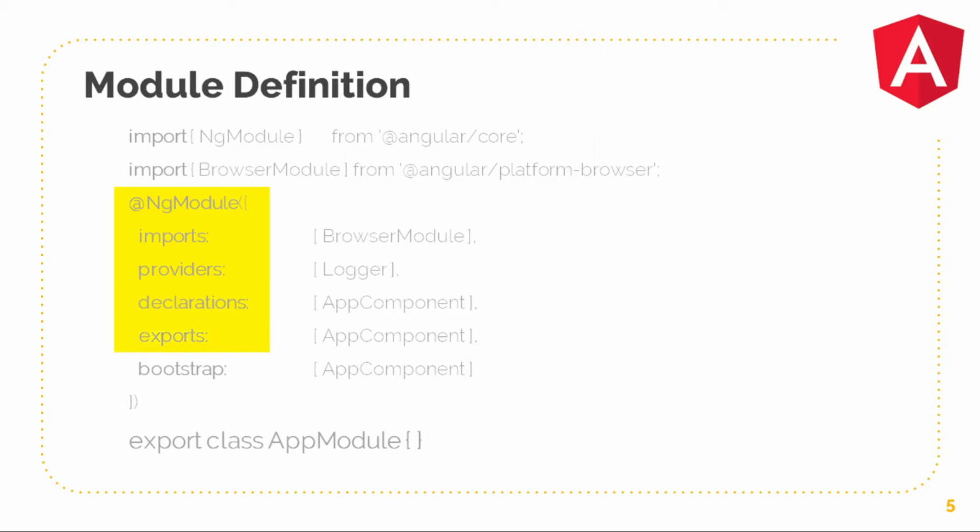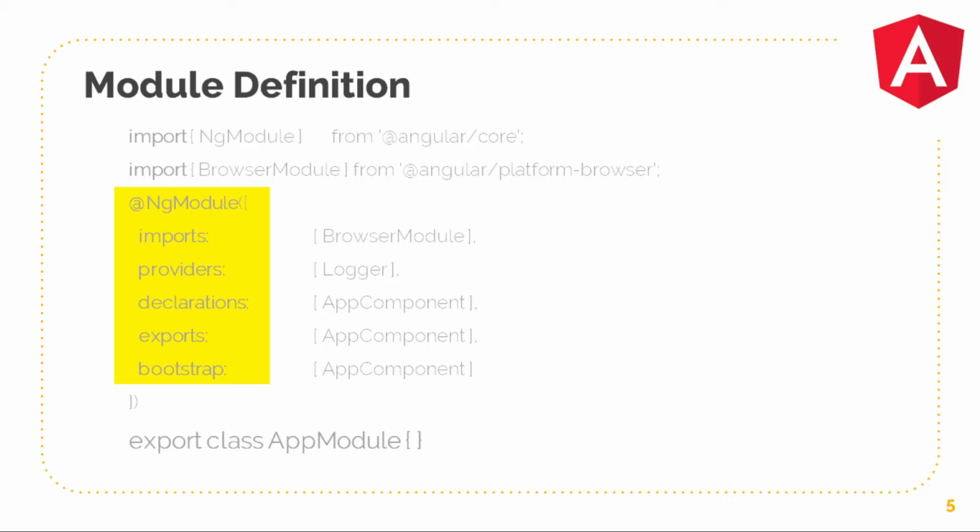The exports property contains the subset of declarations which you are permitting to be visible or usable in the other components of ng-module. And lastly and most importantly, bootstrap declares the main view of the application which is termed as the root component. This root component acts as a container for all other views.